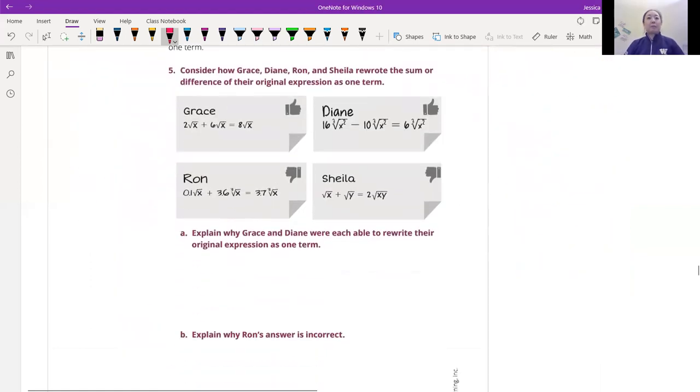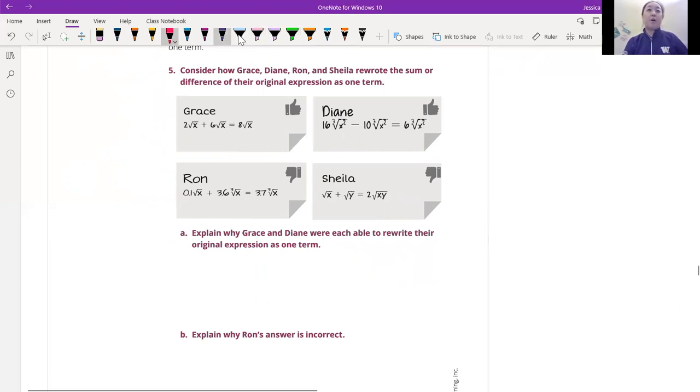So we're taking a look at Grace, Diane, Ron, and Sheila. And if you notice, we are now adding and subtracting radicals. And so Grace and Diane did a great job. Like, they get a thumbs up. But Ron and Sheila, sad days, they get a thumbs down. So let's see why. We take a look at Grace. Okay, I hope you paused. You saw why, right? Okay, so if you take a look at Grace, we have 2 square root of x plus 6 square root of x is equal to 8 square root of x.